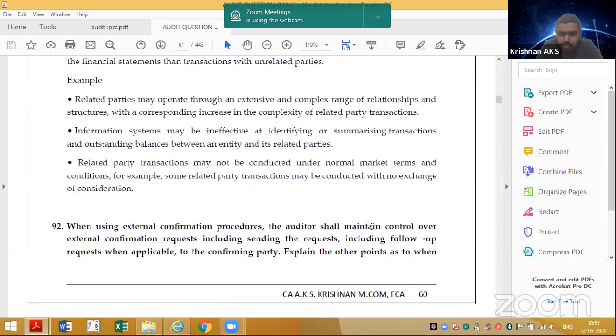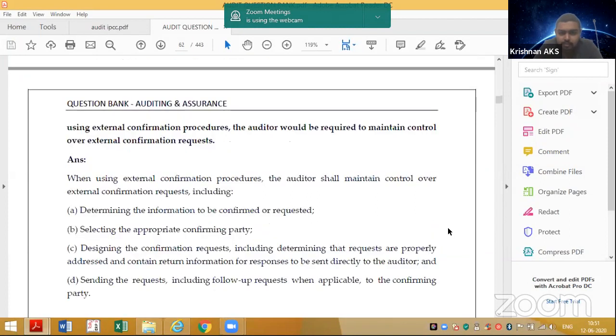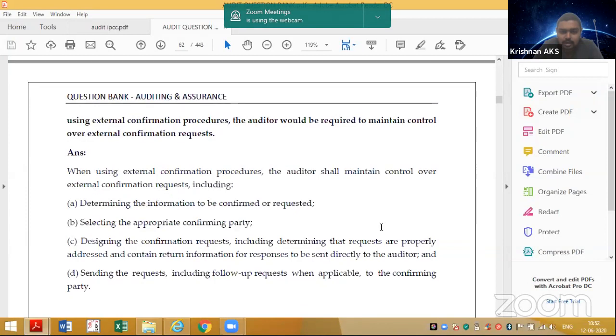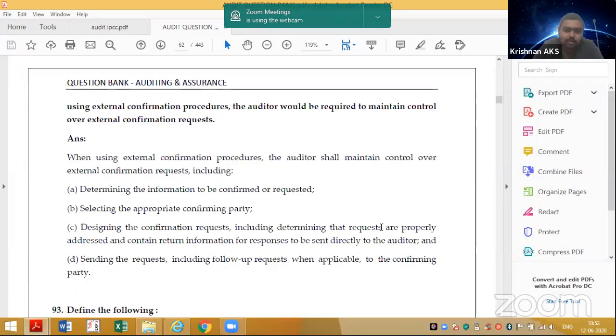External confirmation procedures: the auditor shall maintain control over external confirmation requests. Explain other points: when using external confirmation procedures, the auditor would be required to maintain control over external confirmation. See, you will get a lot of letters from the debtors or creditors. You should have proper control over them. Right? So you cannot just leave one letter like that. That is very important. So you should design it properly. You should have control over it. When sending a request, you should send it politely. You should not use any harsh words.